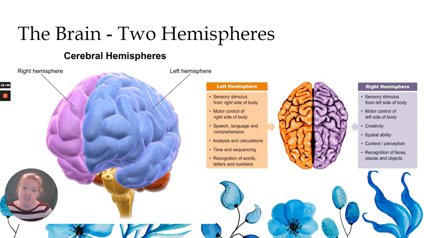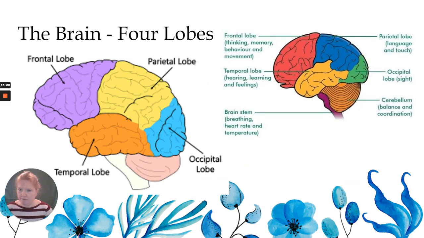Okay. In general, the left side is responsible for things like speech, logic, math, reading and writing. And then the right side is responsible for imagination and creativity and arts and music. Okay. Now that is not 100%. Okay. There is a lot of crossover. That's just the general overview.